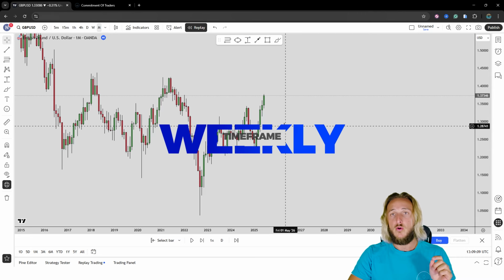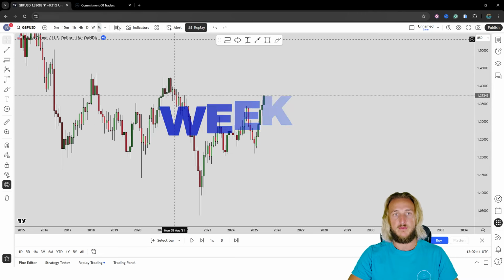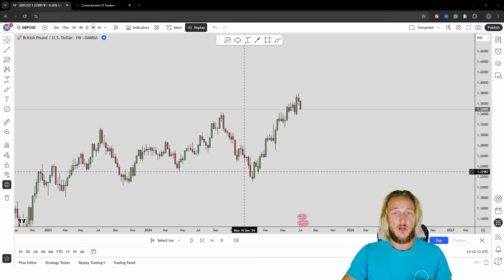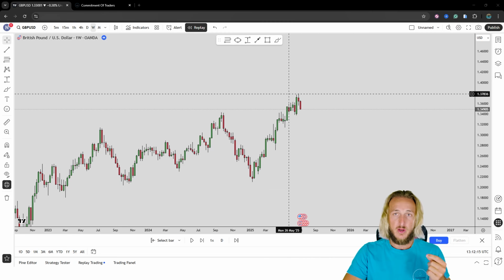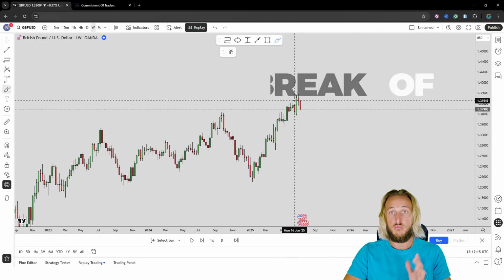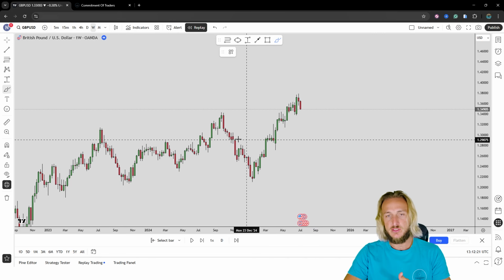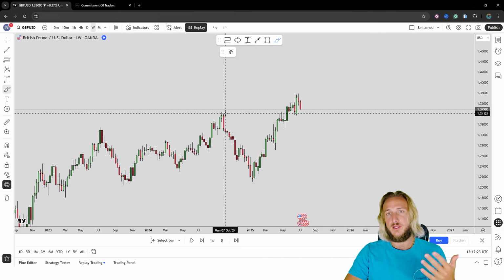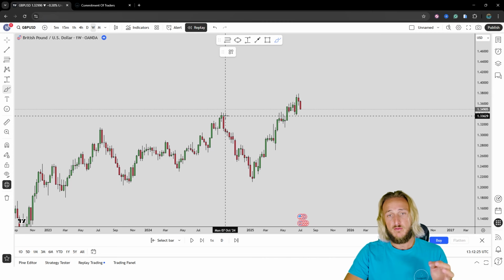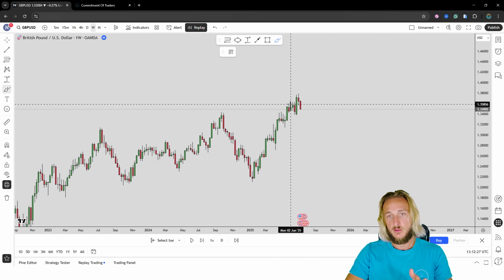Moving down on the weekly time frame, what did we have? Here in the weekly, what we had was a market which was starting to break from a weekly bullish trend to a weekly bearish trend. Because in fact, previously, what we had was completely the opposite. So a shift from a weekly bearish market to a bullish market.